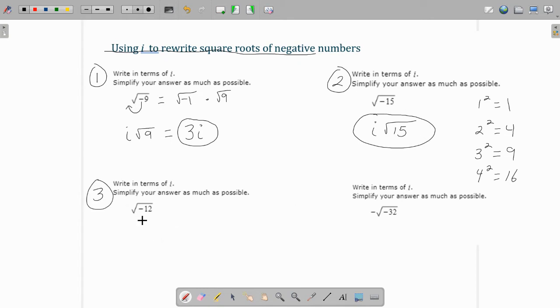Okay, number 3. We get i square root 12. We can break this down. What's the biggest perfect square that goes into 12? 4. So we break this down to square root of 4 times square root of 3, and the square root of 4 is 2. So we get 2i square root 3 as your final answer.